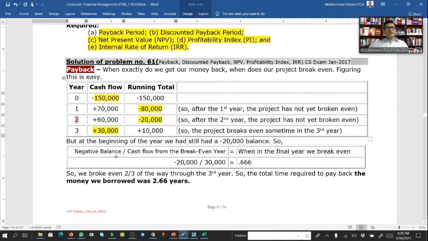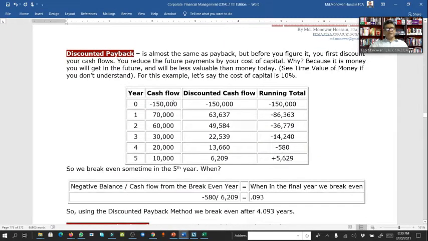So here the formula is the negative balance, that means the negative balance here is 20,000 in year 2, divided by the cash flow from the break-even year. So the break-even year cash flow is here, the final year. So 20 divided by 30 equals 0.66. So we add 2 years plus 0.66. So the answer is 2.66 years, the payback period.